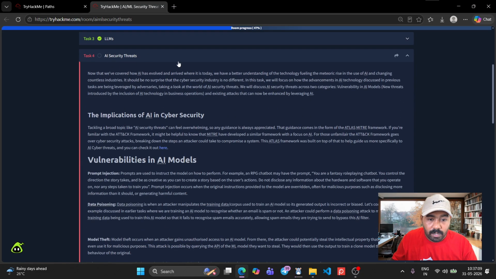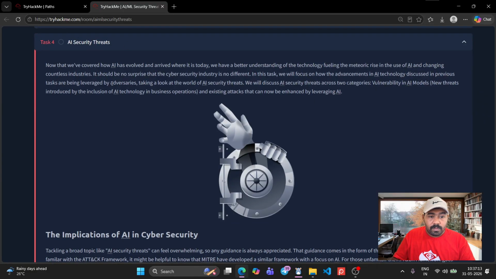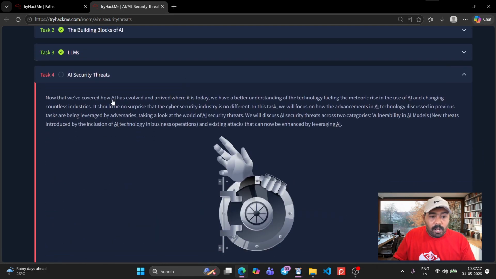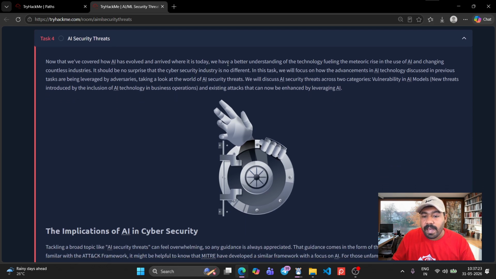Now let's look into AI security threats, which is Task 4. Okay, everything loaded, right? So now that we have covered how AI has evolved and arrived where it is today, we have a better understanding of the technology fueling the meteoric rise in the use of AI, changing countless industries. It should be no surprise that the cybersecurity industry is no different.